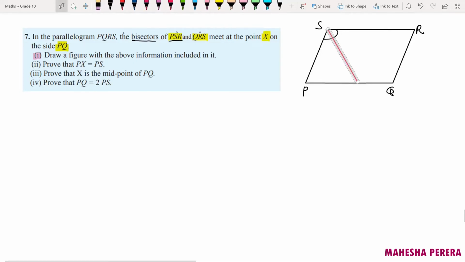Right, then let's draw the other bisector. Bisector of PRS, right? PRS. Right, now it says these two bisectors meet at the point X on the side PQ. So we need to draw these bisectors towards PQ side, right?